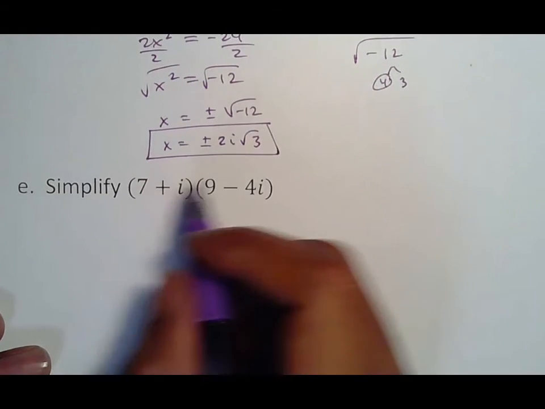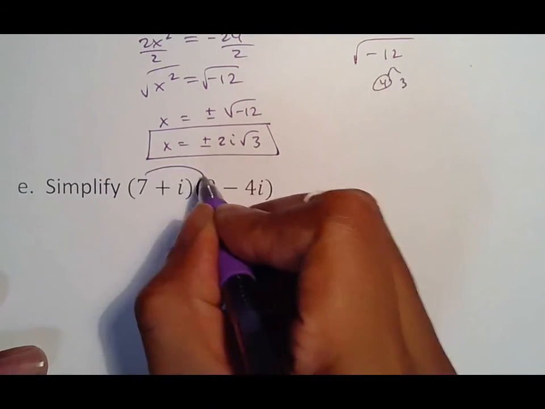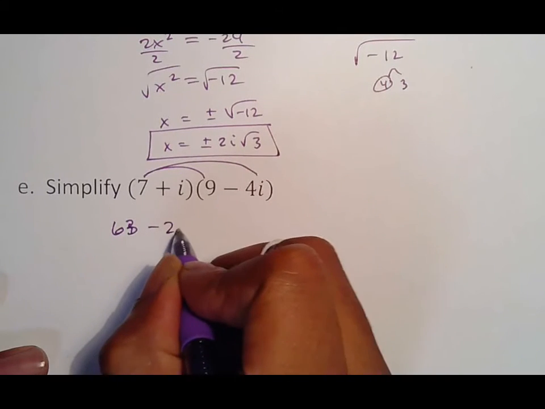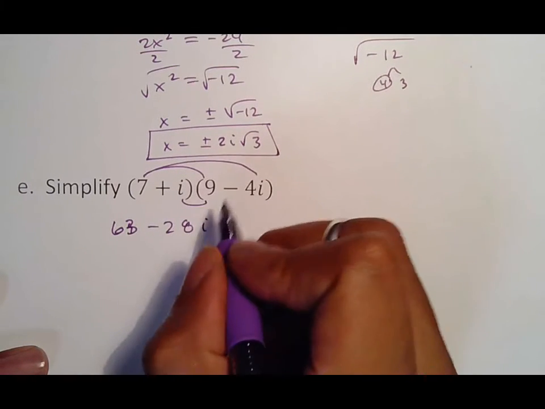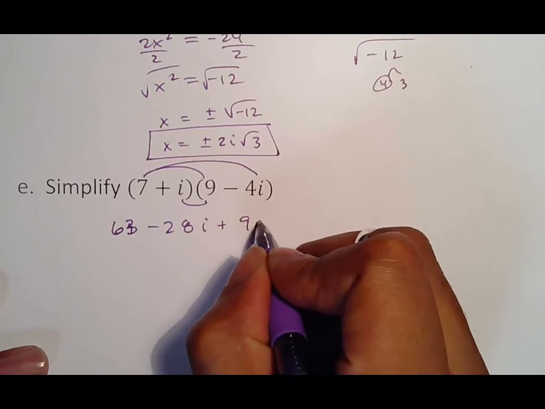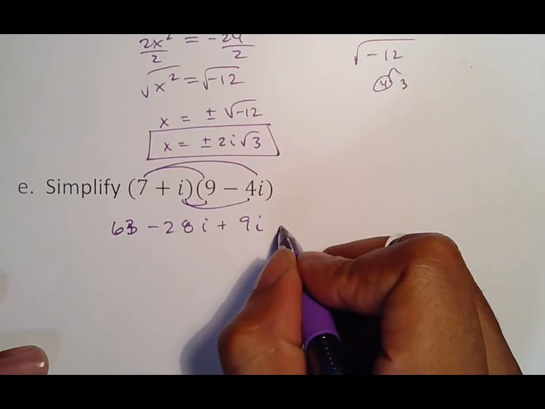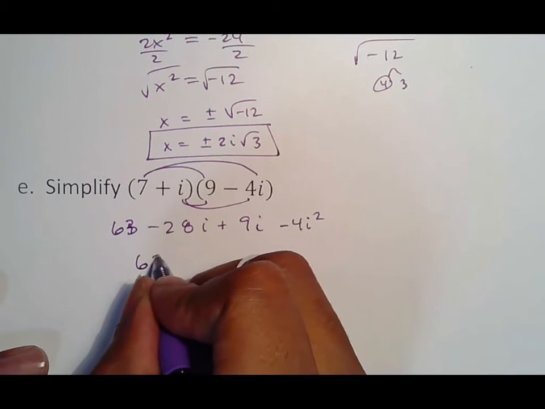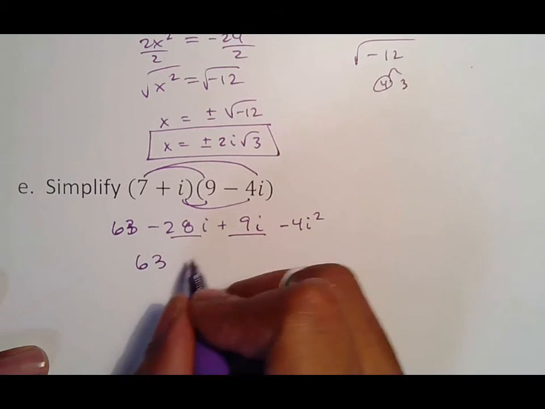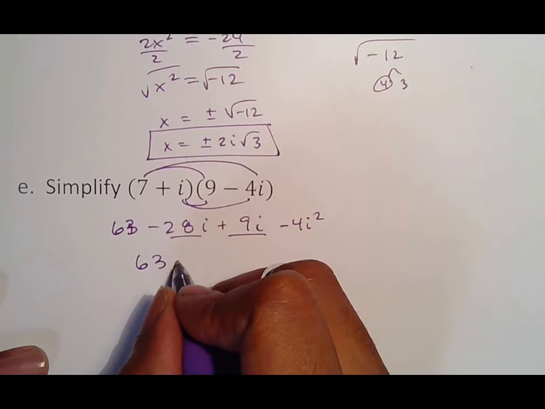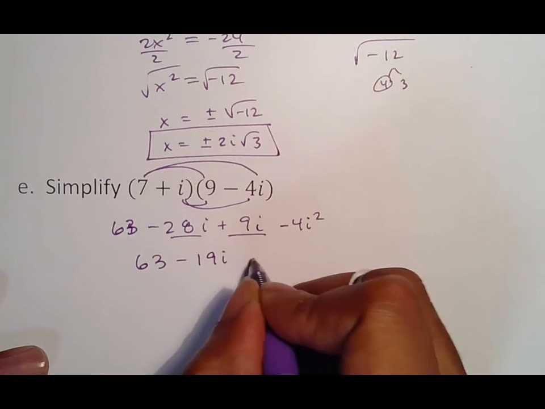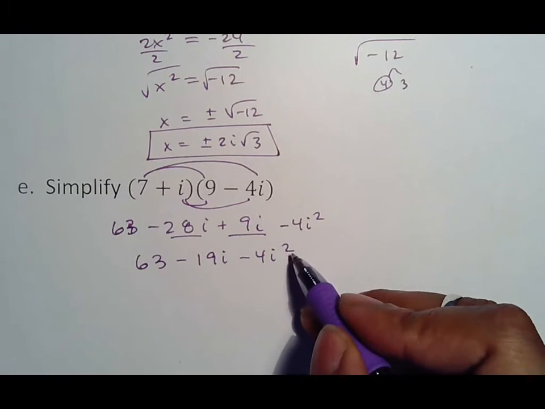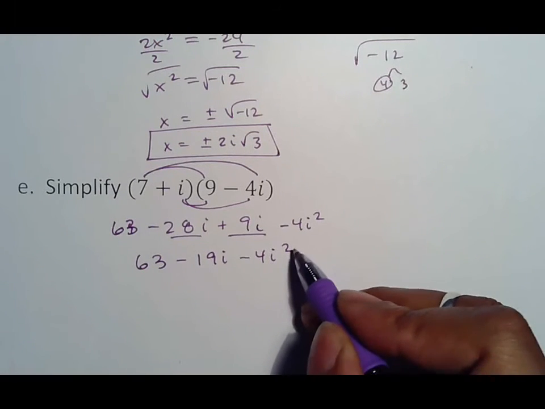Another thing you'll be asked to do is to distribute with i's. So you will do 7 times 9 is 63. Minus 28i. Again, treat it just like an x at first. Plus 9i. Minus 4i squared. I would simplify first. 63 minus 19i, minus 4i squared. But the key thing here is i squared is the same thing as negative 1.